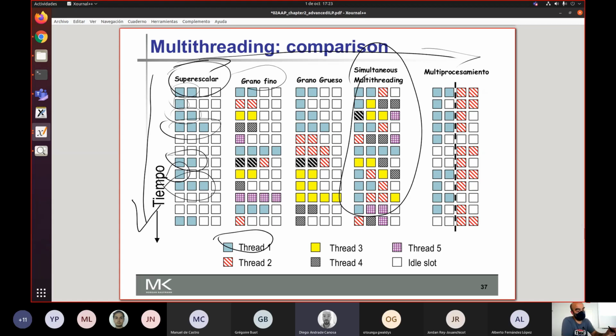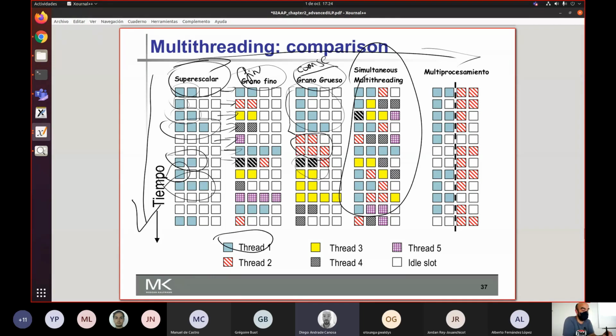If you use multi-threading, you have 2 different approaches. Fine-grained is that every cycle you switch the thread, and you can see that clearly represented here. And in coarse-grained, what you do is that you execute a thread until it stalls, because there is a costly memory access. And then you put cycles of another thread, and so on. And you are switching threads all the time.